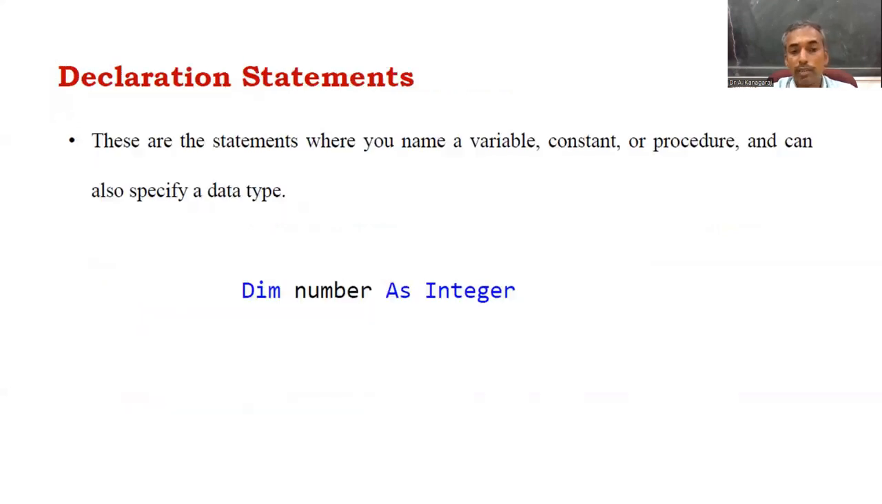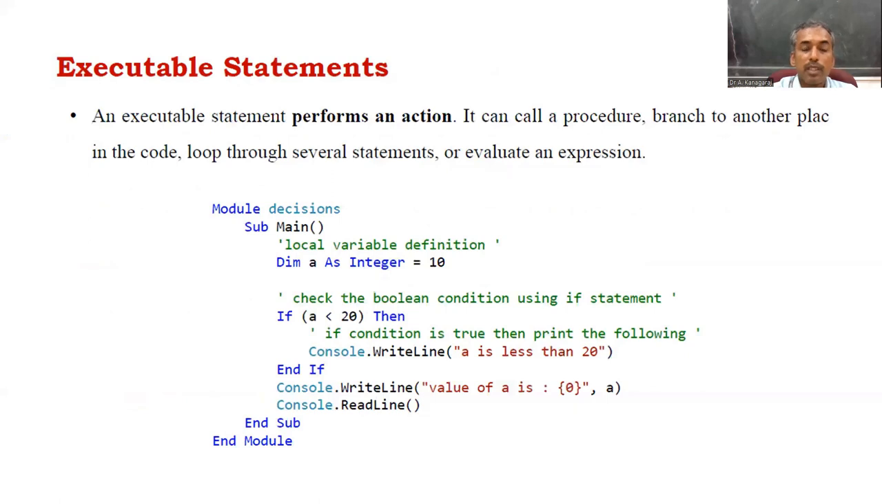So what is a declaration statement? See this example, we have declared an integer variable, Dim number As Integer. Here number is a variable, Integer is a data type. If you declare a variable, then that statement is called a declaration statement.